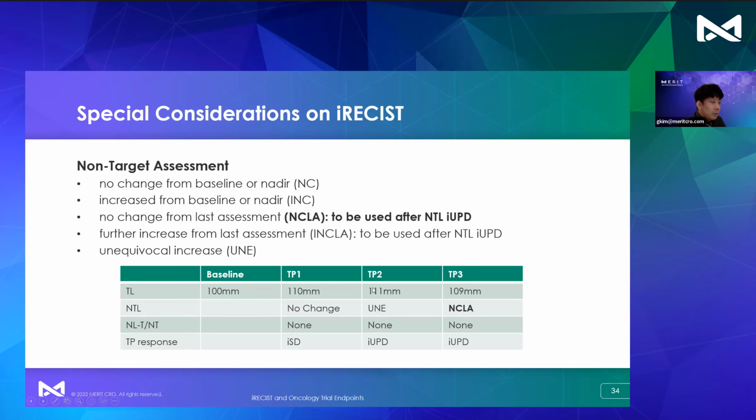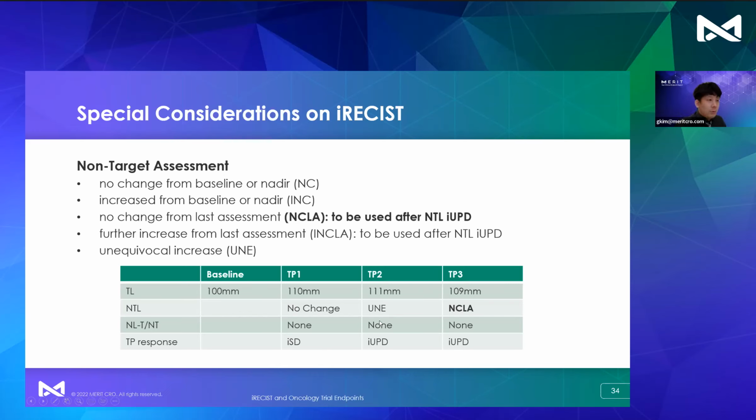Now the target lesions are still stable, not causing a PD, but now we use one of the documentation ways of the unequivocal increase with the new lesions. So that's an IUPD because of the non-target lesions, so the time point response adds up to be an IUPD.